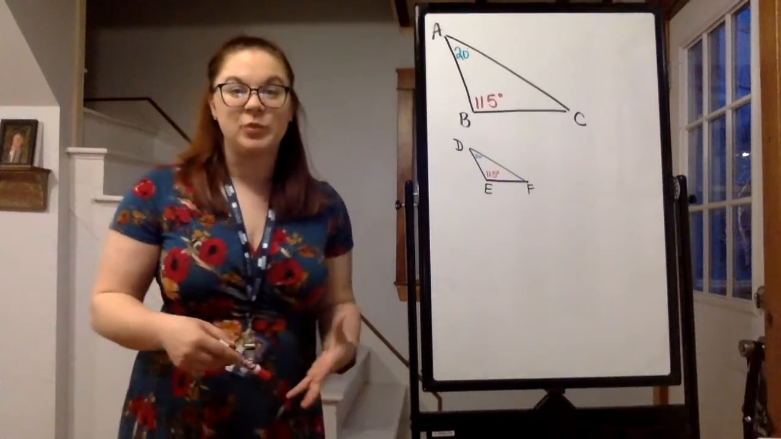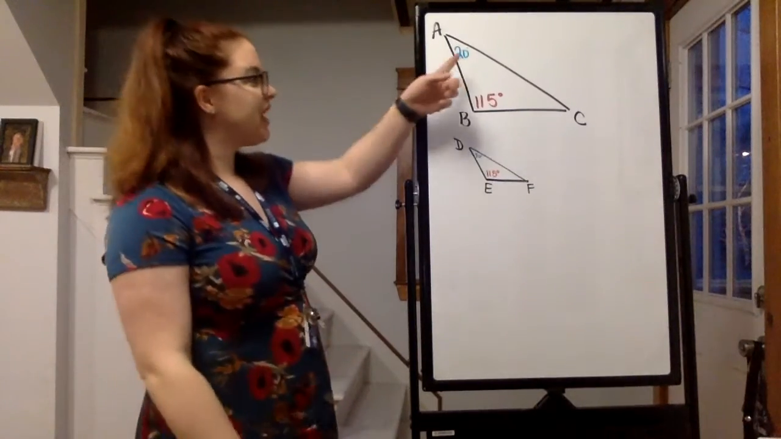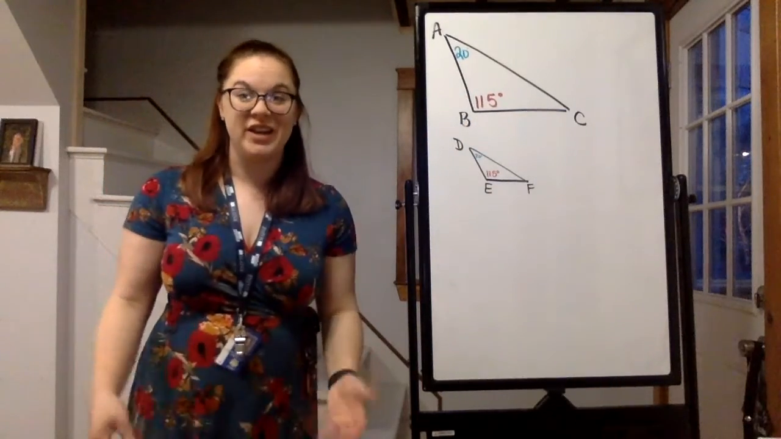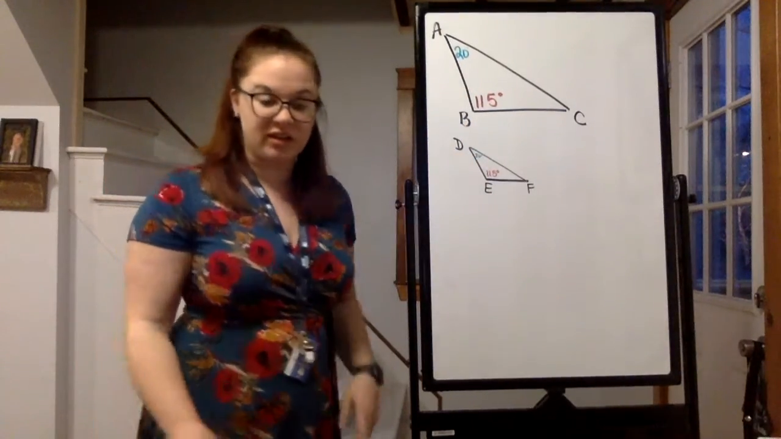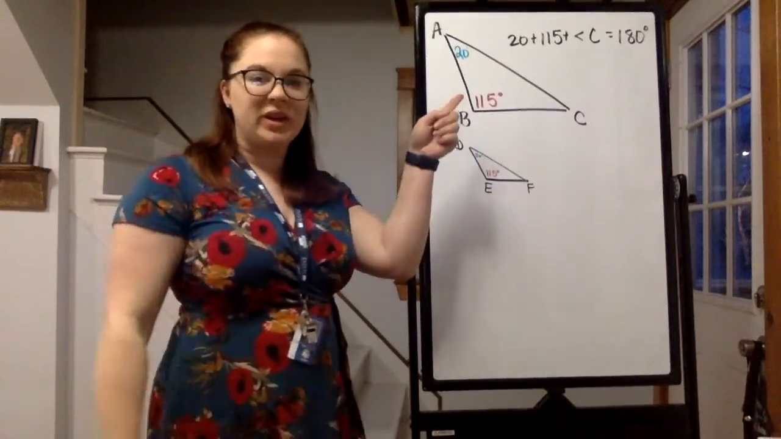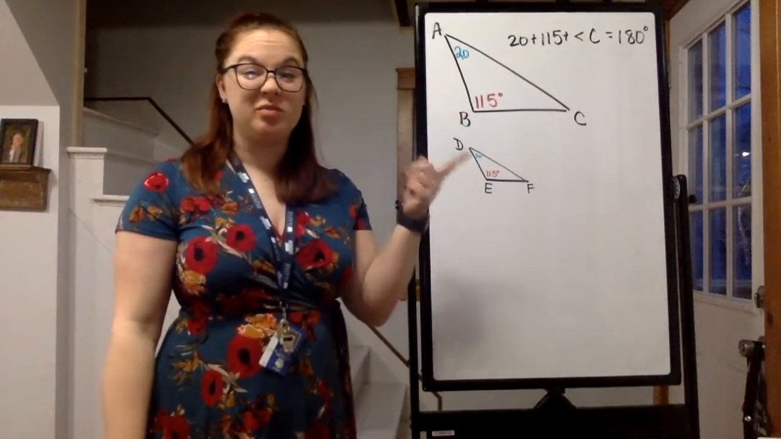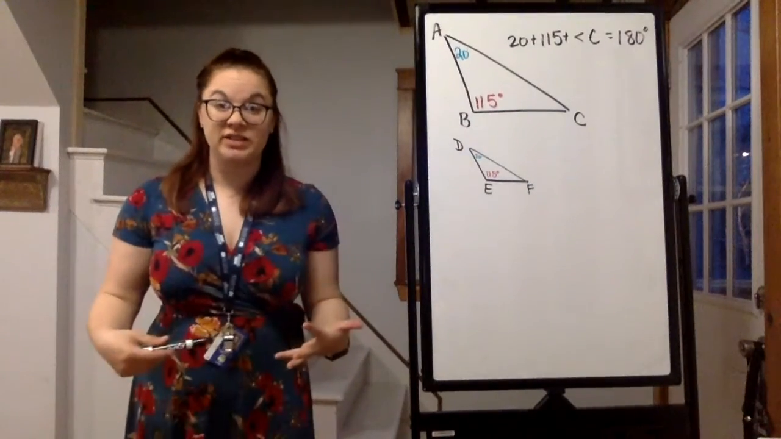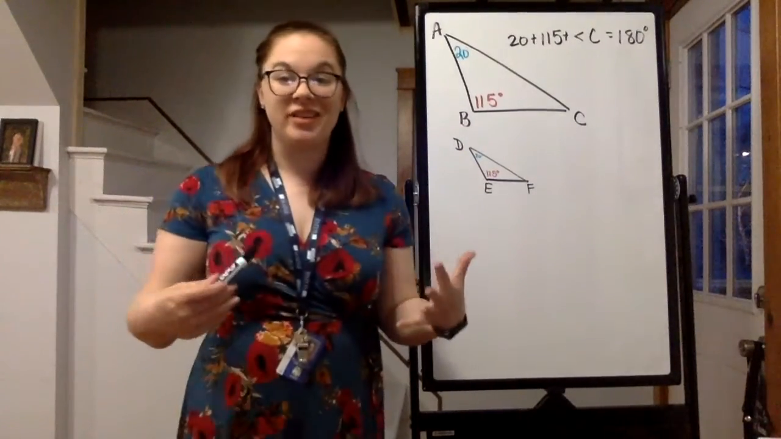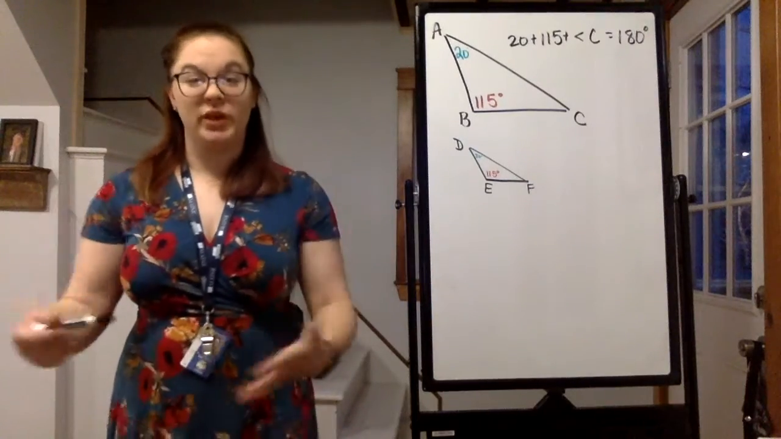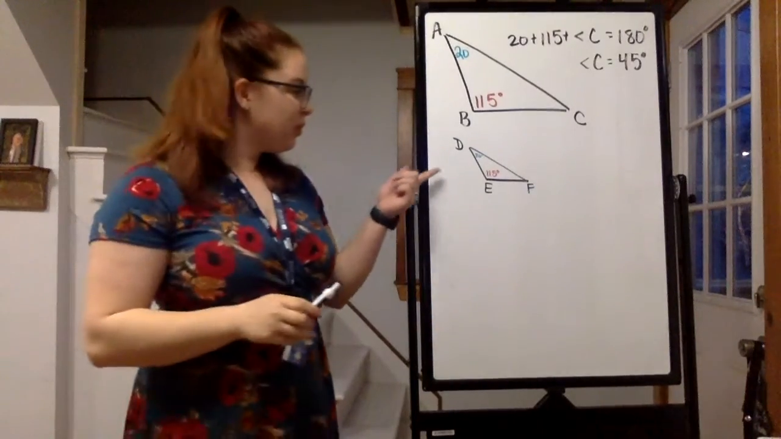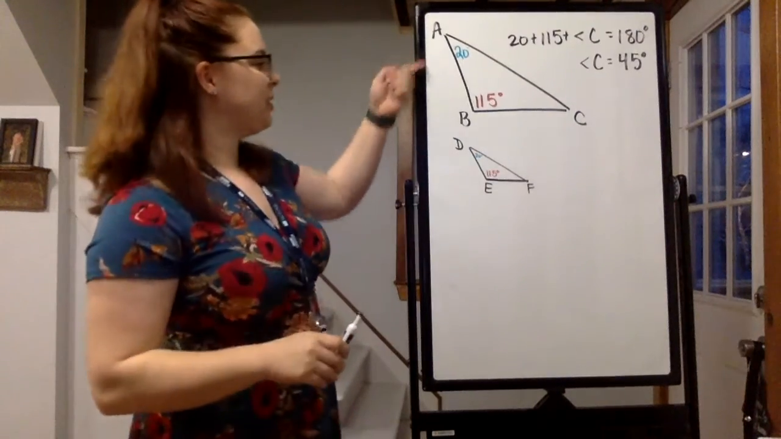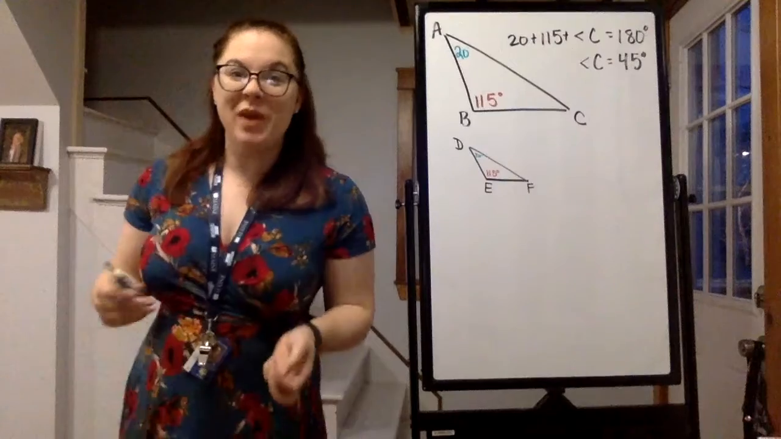If we were to solve this algebraically, we could set 20, 115, and an unknown equal to 180 and solve for angle C. So it would look like this: 20 plus 115 plus angle C equals 180 degrees. So we did some math, and we find out that C must be 45 degrees. And we know that angle D and angle E are the same as A and B, so we don't even need to do math here.